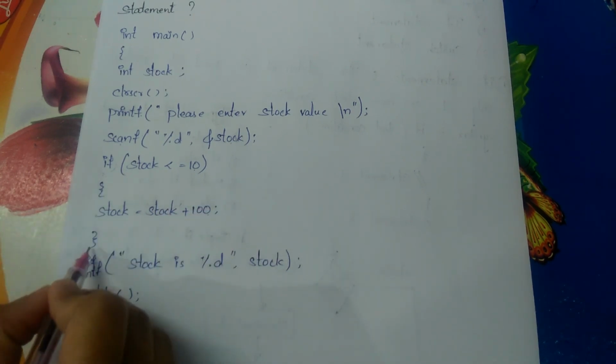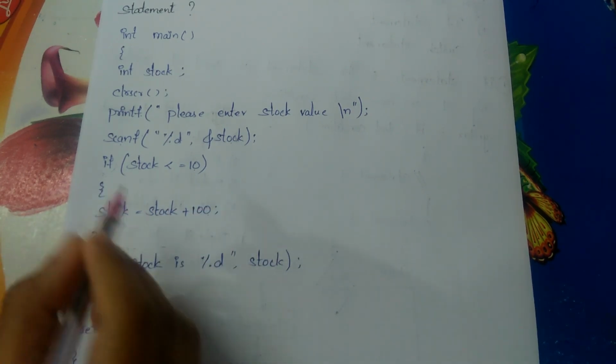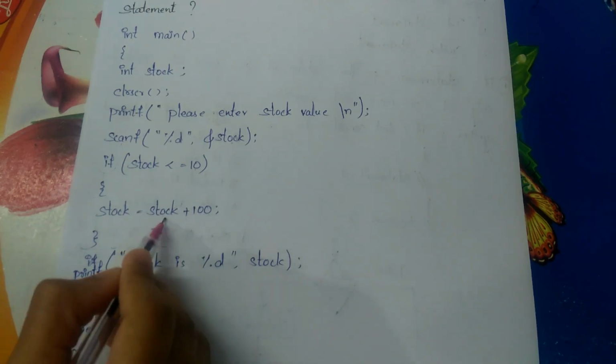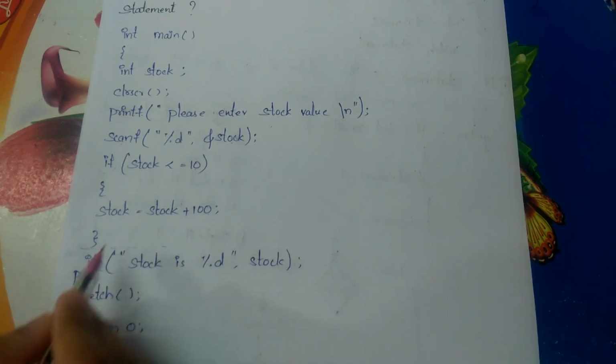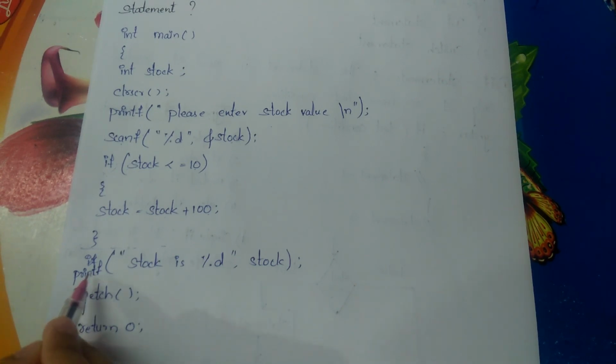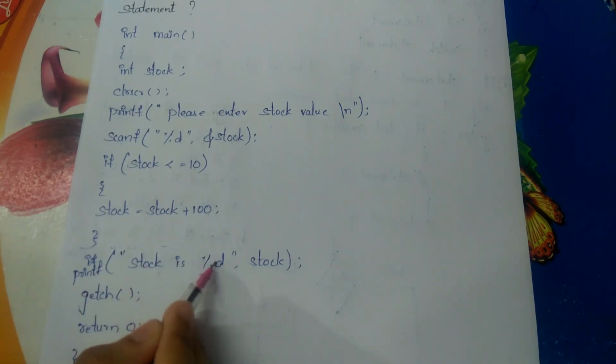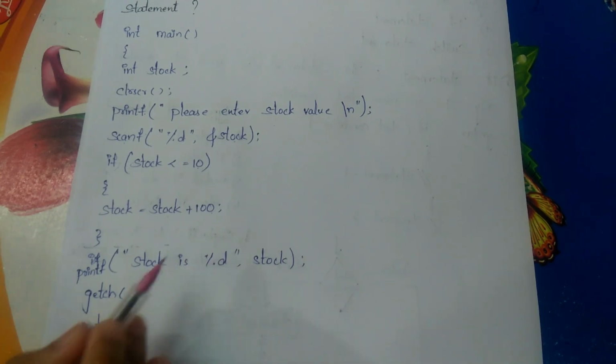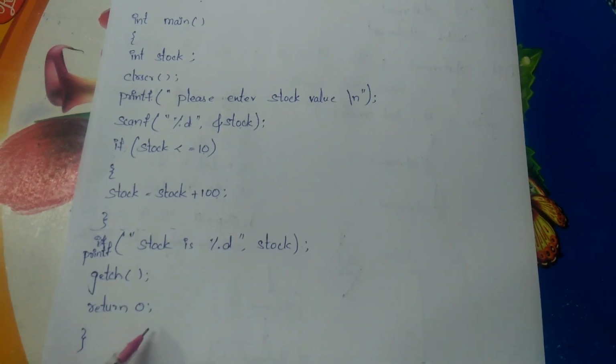Now the if ends here. So whenever the condition is true, stock = stock + 100 will be evaluated. Otherwise, it goes directly to the printf. In the printf, "the stock is %d", and that %d is for the stock. Then after that, getch and return 0.